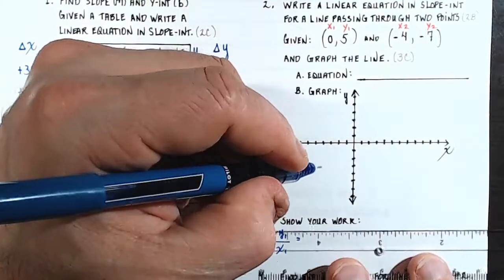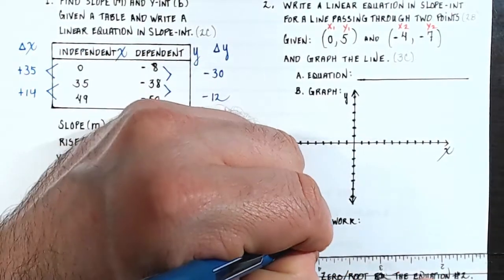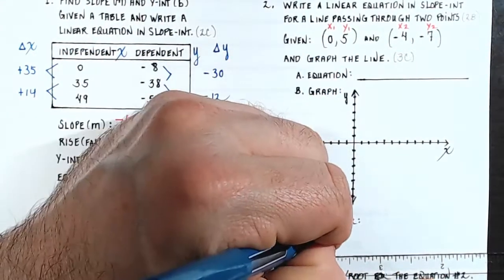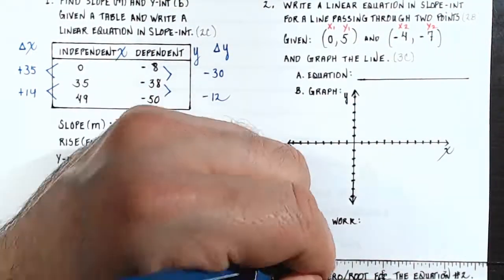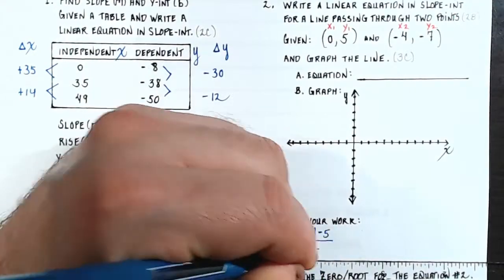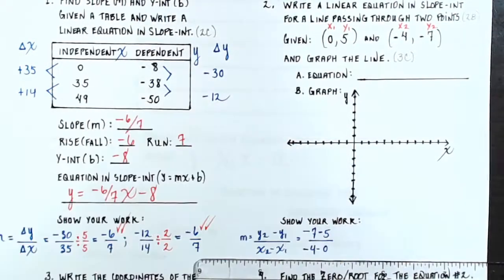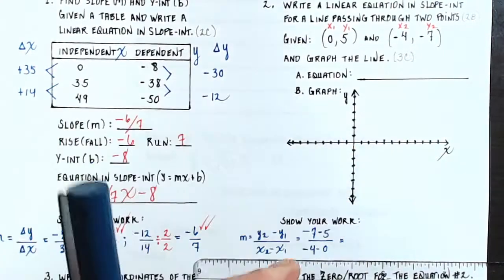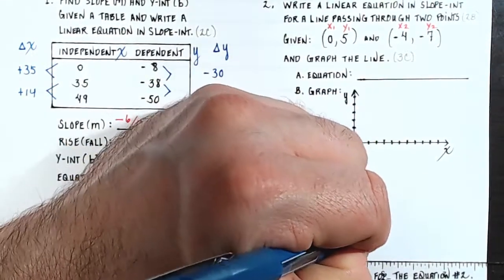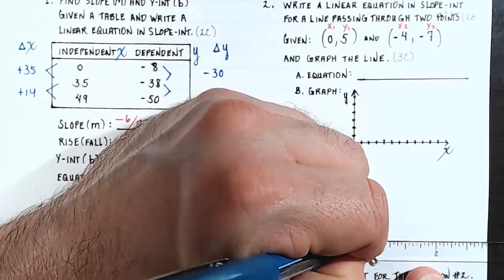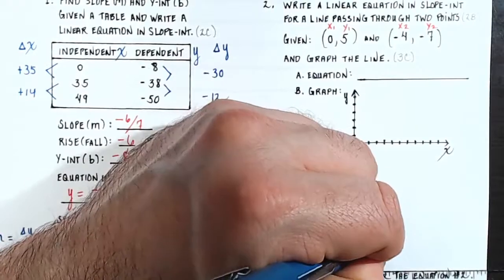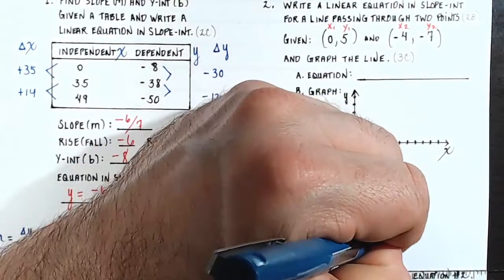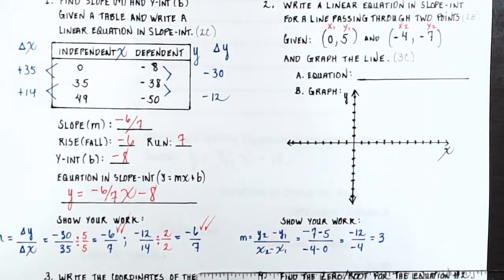y2 is negative 7 minus 5 over negative 4 for x2 minus 0 for x1. So we'll simplify this. Negative 7 minus 5 is negative 12, over negative 4 minus 0 is just negative 4. And that fraction, negative 12 over negative 4, reduces to positive 3. So the slope is just 3.